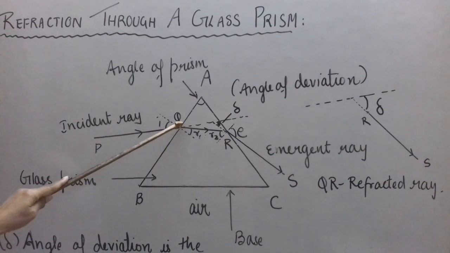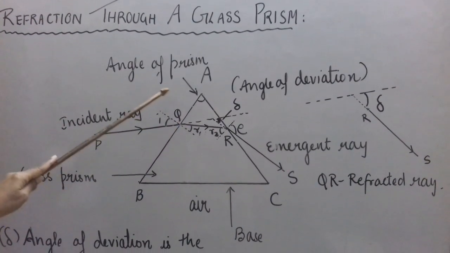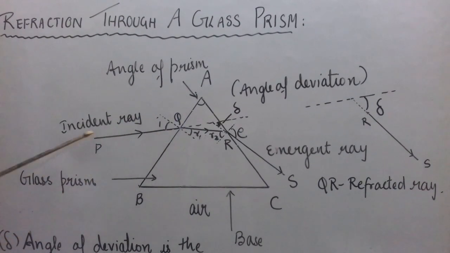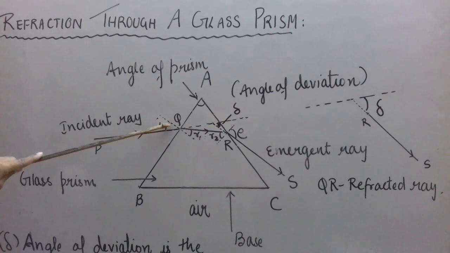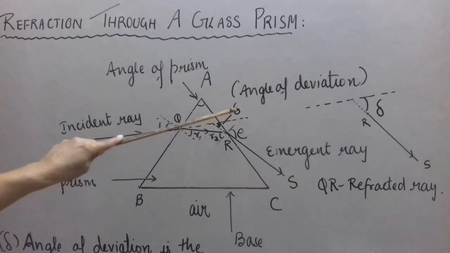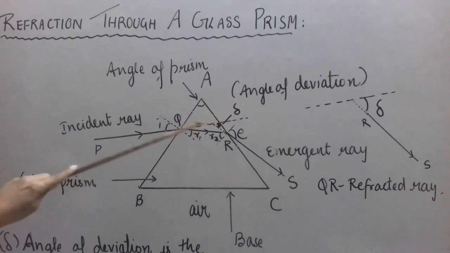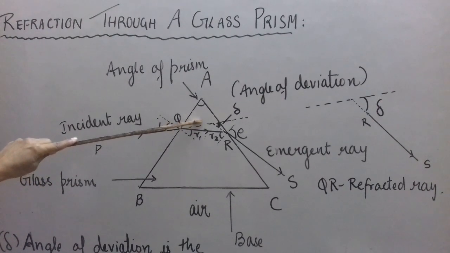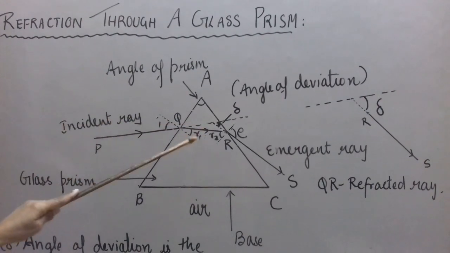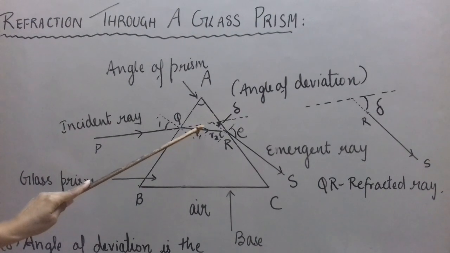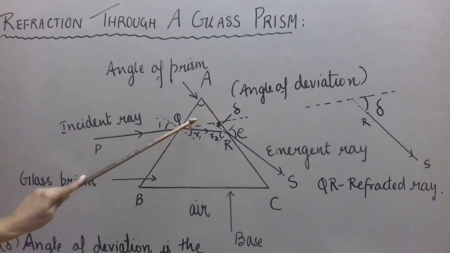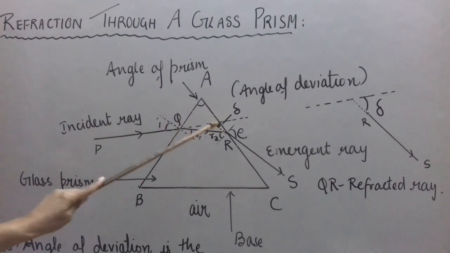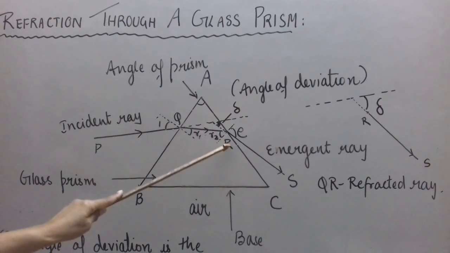So obviously there will be refraction that takes place from rarer to denser. So the ray should bend towards the normal. PQ is the original path of the incident ray and I have just produced it by using dotted lines. Okay, and so the refraction takes place towards the normal. It means I have to show the bending of the refracted ray between this normal and this incident ray's original direction. So now QR is my refracted ray.